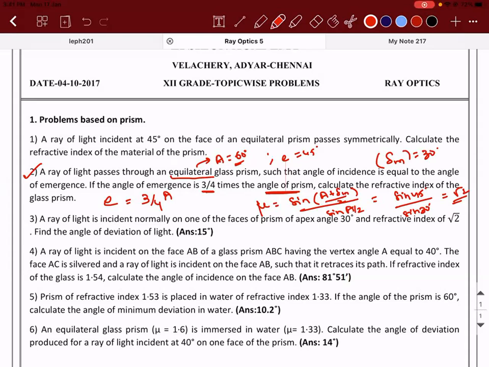Are you able to understand? It's a simple problem. Shall we try the third one?